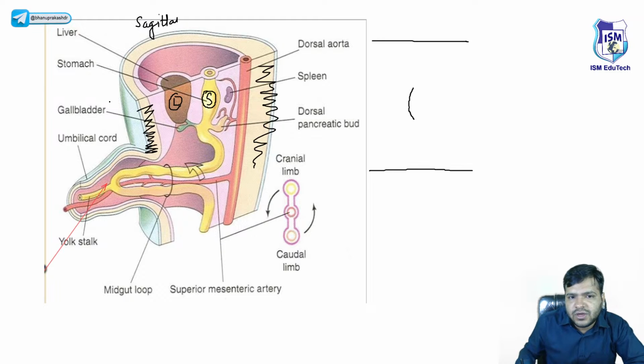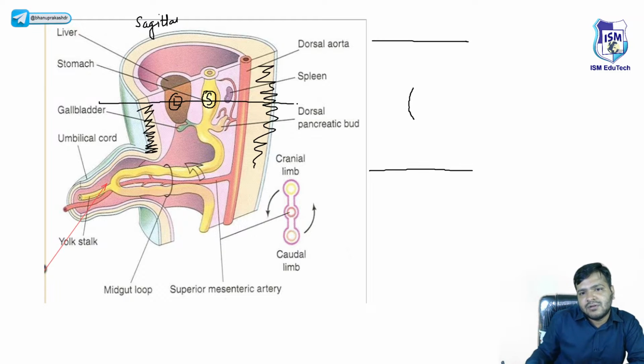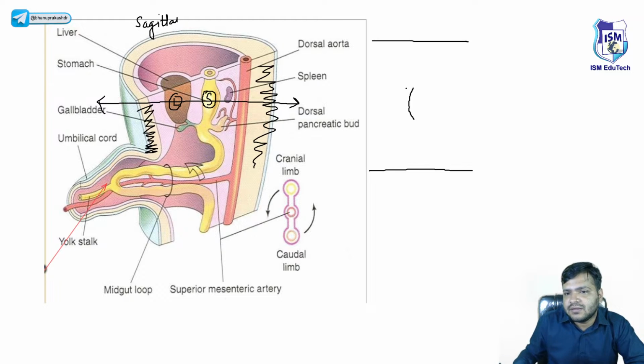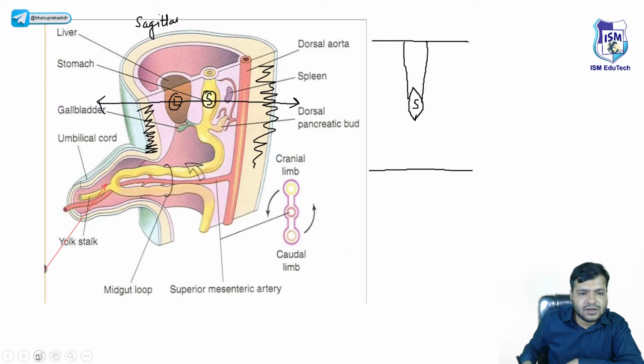I'm just showing a cross section at this level, just taking a cross section at this level and trying to show it. So this is the stomach, right, and from the stomach to the anterior abdominal wall, I'll just draw it nicely.